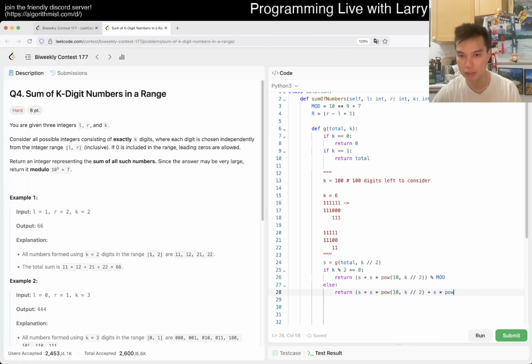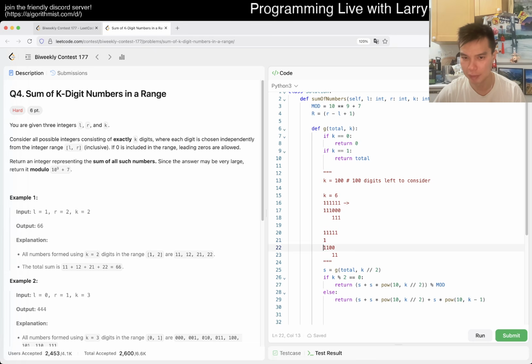for 10 to the k minus 1, maybe. Because basically the idea is that we sum it up instead, something like this. K is 5, so this is 4 digits times 10 to the 4th. Something like this, I think it's fine, right? And I think that's it.